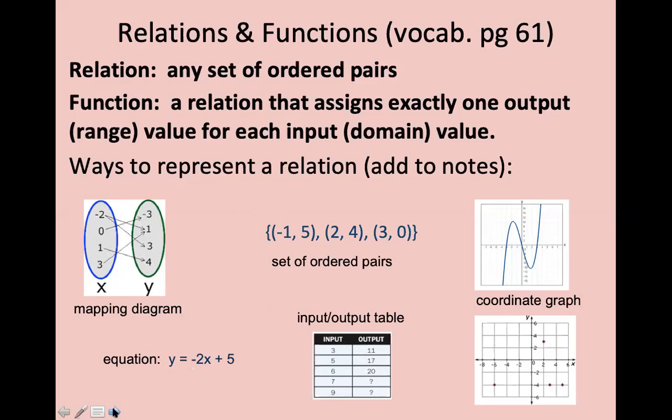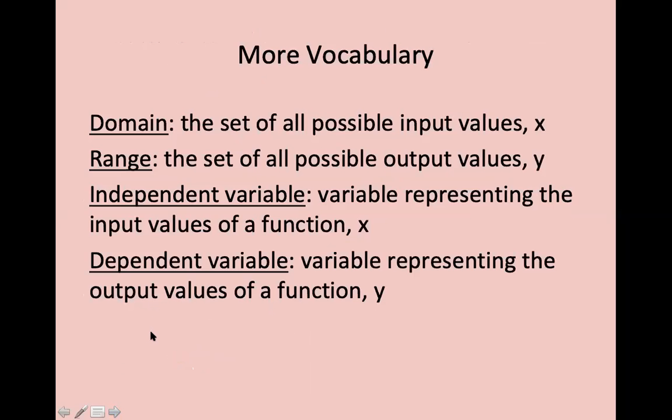All right, let's look at some more vocabulary. You have a definition for domain and range, independent variable and dependent variable. Now you guys might have seen these before in pre-algebra last year. All right, domain is your set of input. Range is what you get out after you put something in for x. So that makes x the independent variable, and it makes y the dependent variable, because y depends on what you put in for x. So go ahead and stop the video and copy these vocabulary terms into your journal on page 61 as well.